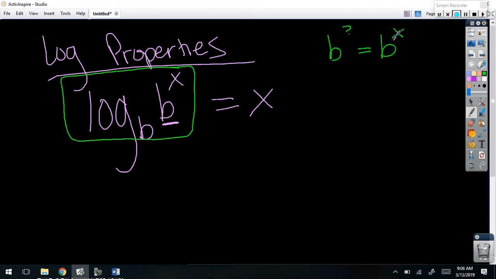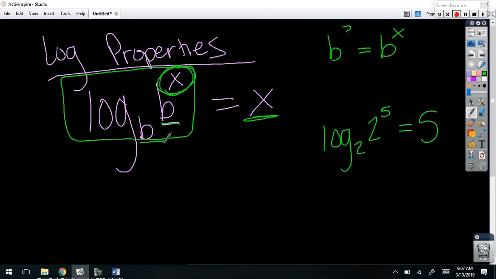X. Wait, why is there like a double base going on? If those two numbers are the same, so if you had log base 2 of 2 to the 5th, this simplifies to just 5. So the answer is just what the X is? The answer is whatever this exponent is goes here, if these two numbers are the same.